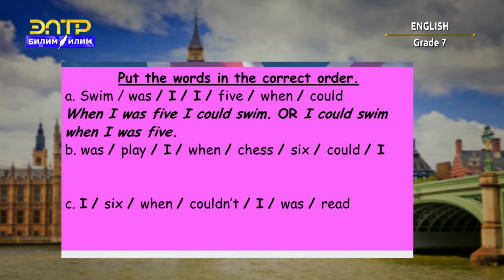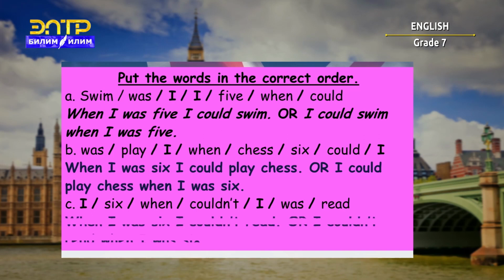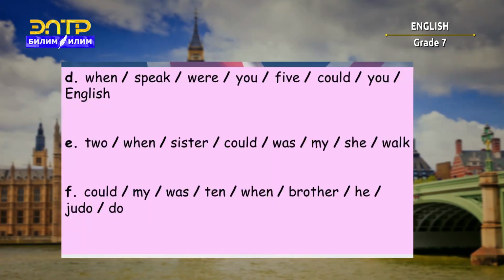Time is up. Have you finished? Let's check your answers all together. The sentence B. The right answer is: when I was 6, I could play chess, or I could play chess when I was 6. In the next sentence: when I was 6, I couldn't read, or I couldn't read when I was 6. This is the continuation of the previous exercise, and I'm going to give you some time. Let's go!